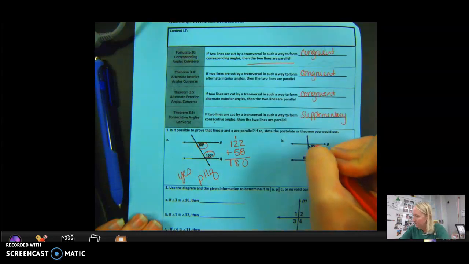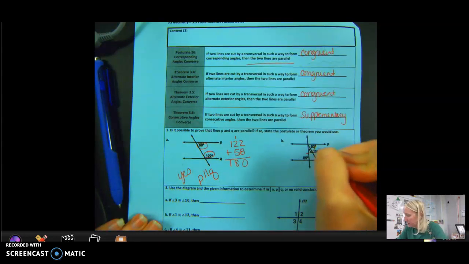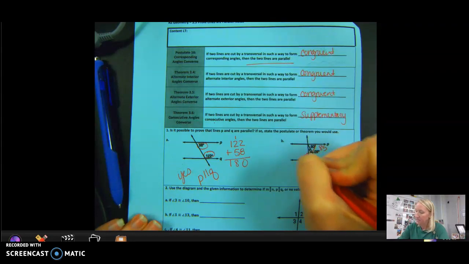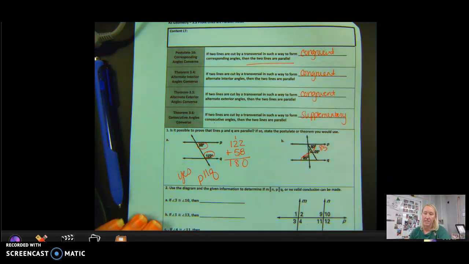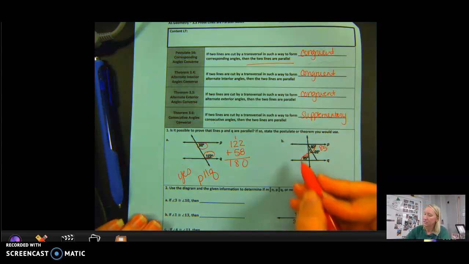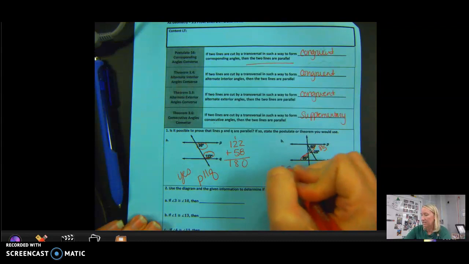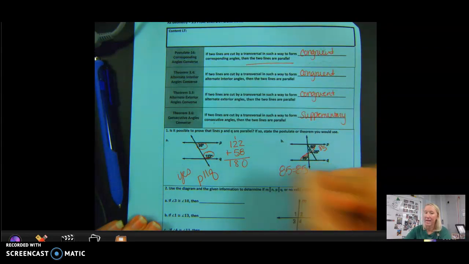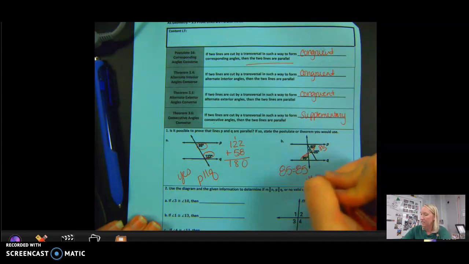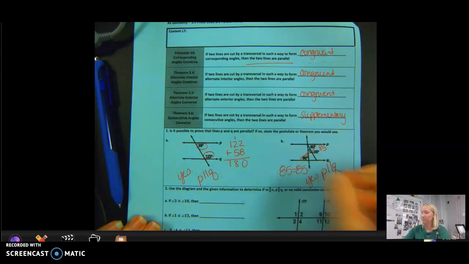Here, this whole angle right here, we would want to talk about that whole angle, 60 and 25, which is 85. This angle and this angle are alternate interior angles. Alternate interior angles have to be congruent. If this is 85 and that's 85, so 85 does equal 85, which makes my alternate interior angles congruent. Therefore, yes, P is parallel to Q.